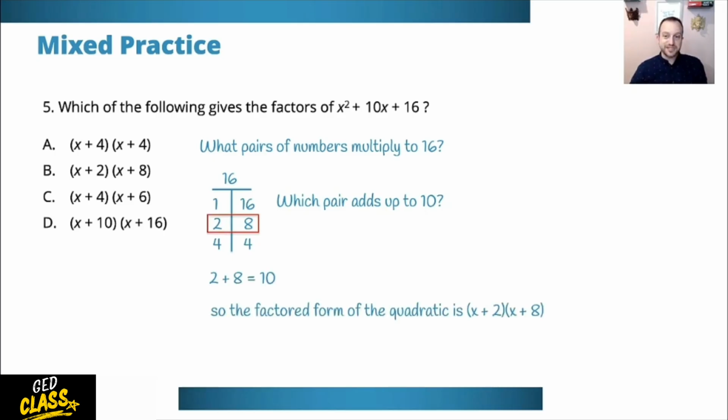So it must be that the factored form is x plus 2 times x plus 8, and that's a match to answer choice B. Now, as a reminder, we could have actually, especially after getting rid of C and D, just taken A or B and FOILed it out. Whichever one gave the correct answer that we started with would be the right answer.